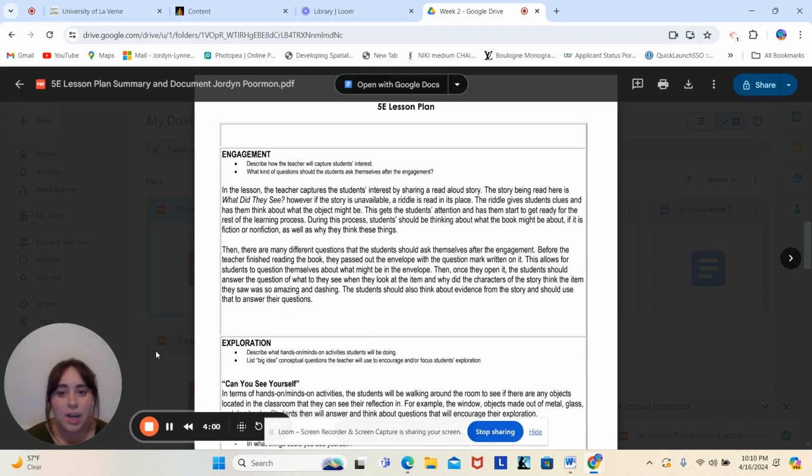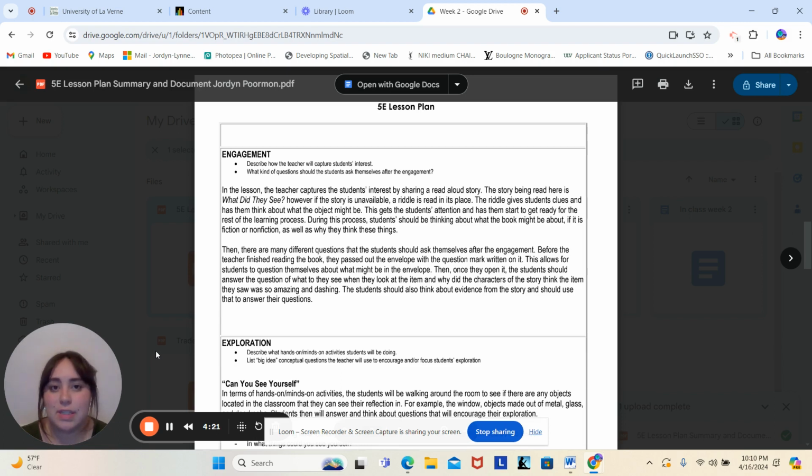Engagement, the teacher is using the story to capture the students' interest. So they are reading the story. They also have a riddle in case that story isn't available. So if they can't read What Did They See, they have this riddle, and students will think about the clues of the riddle and try to determine what that object is.